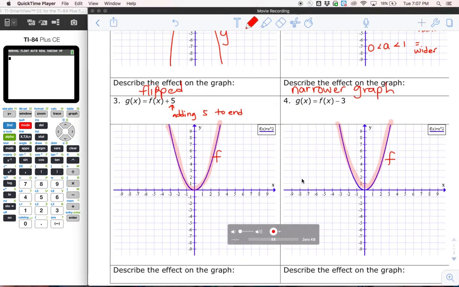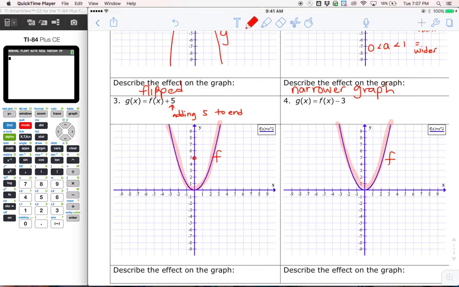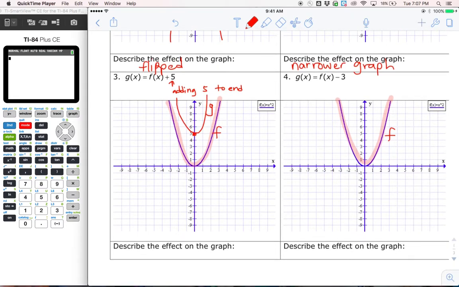So let's sketch this thing. My new vertex is here, and the shape is pretty much the same, and there's my new graph, G. So describe the effect on the graph. We're going to say moved up 5. Actually, I should be more specific. Vertex moved up 5. All the other points did too, but saying the vertex makes it easier to understand.